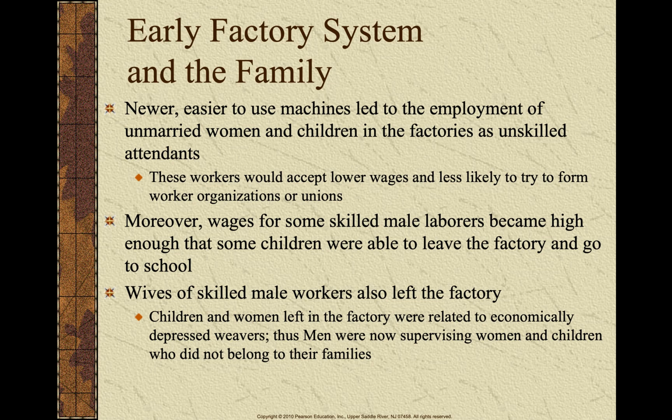And we're going to start to see men now supervising women and children who do not belong to their families. What's important about this is we're seeing the family starting to get broken up within the factory system. You're starting to see unmarried women and children in the factories. And for the skilled male laborers, their wives and kids are not in the factory anymore. So you're seeing men supervise and work with children and women that they don't necessarily know. That family factory life is slowly starting to get broken up, and you're starting to see the family unit get broken up economically, which is important for us.